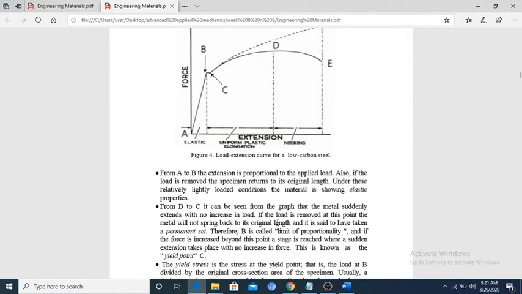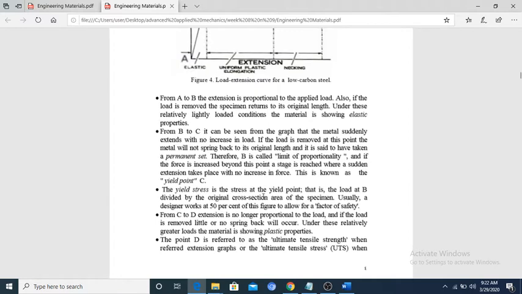For BC, B and C, it can be seen from the graph that the metal suddenly extends with no increase in load. If the load is removed at this point, the metal will not spring back to its original length and is said to have taken a permanent set. Therefore, B is the limit of proportionality. If the force is increased beyond this point, a stage is reached where a sudden extension takes place with no increase in force. This is known as the yield point, C. The yield stress is the load at B divided by the original cross section of the specimen. Usually a designer works at 50% of this figure to allow a factor of safety.